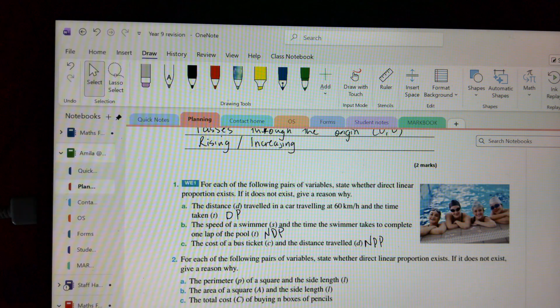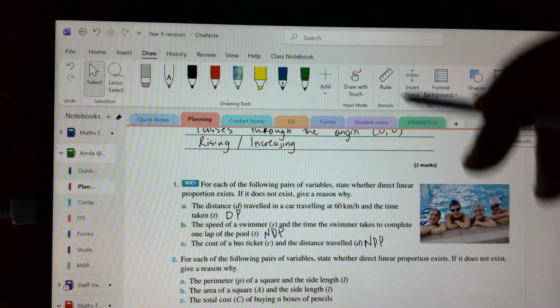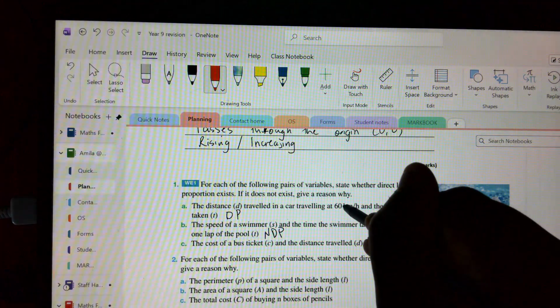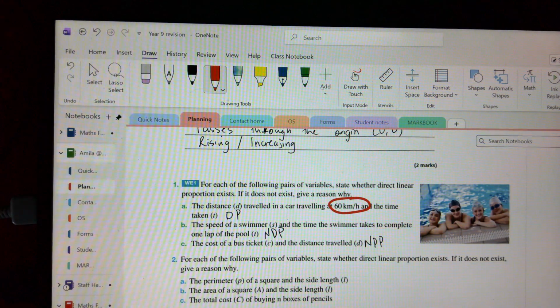So the first one is directly proportional. The distance traveled in a car traveling 60 kilometers per hour and the time taken, that's directly proportional, and that's because of this thing here. If it's 60 kilometers per hour, that means every hour you move 60 kilometers, and that is a constant rate, so that's directly proportional.